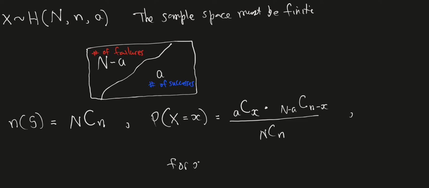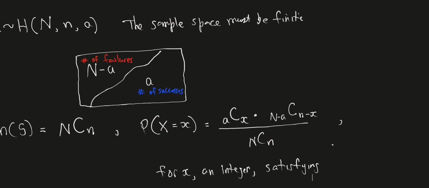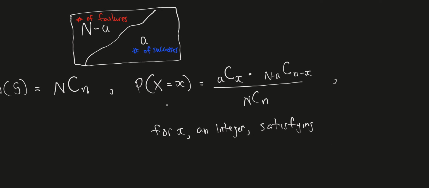So for x, one thing we know for sure, because it's a count, is that it has to be an integer. So for x, an integer, and satisfying this little inequality. Right, so satisfying, and here's the inequality. Let me write it below.